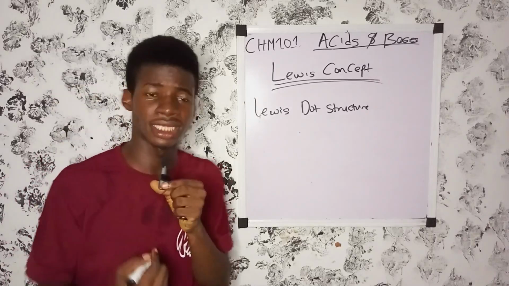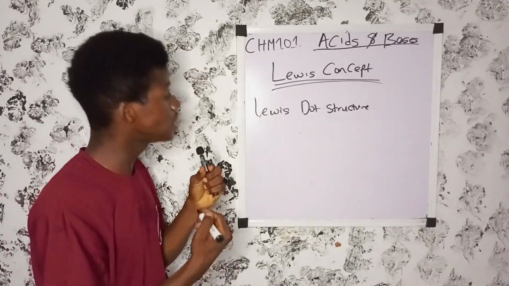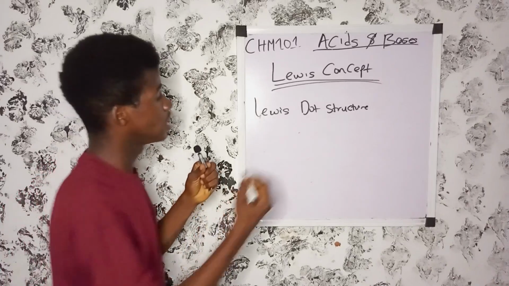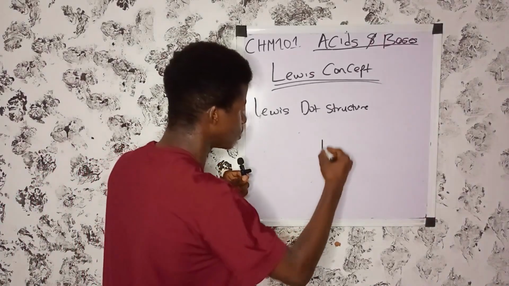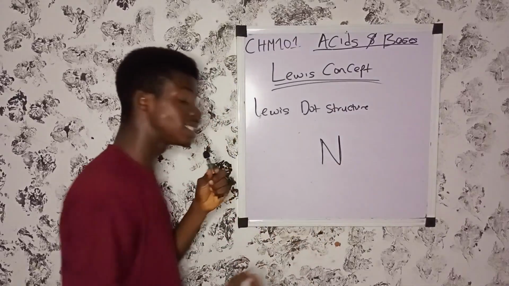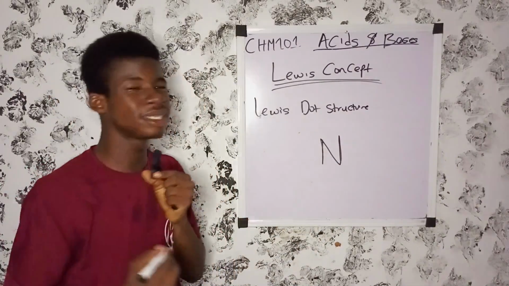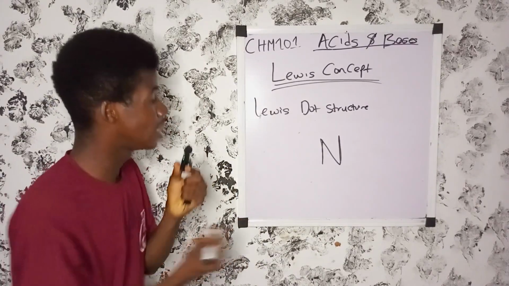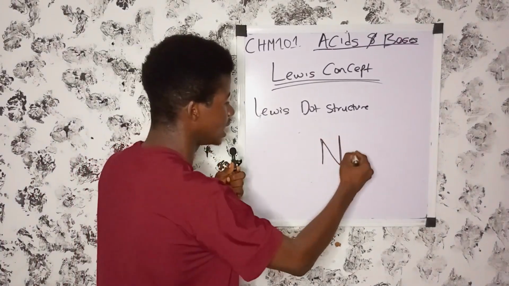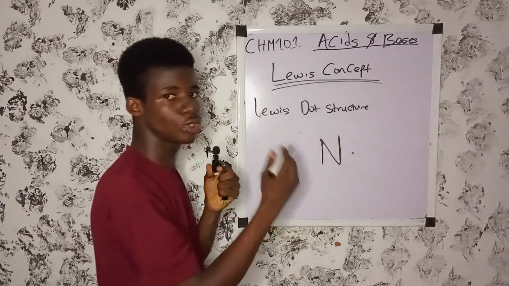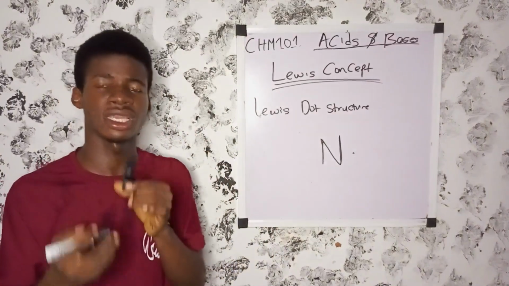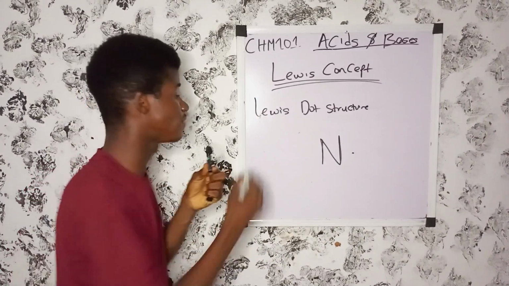Now this law states that an element or an atom is represented by its symbol. An element or an atom is represented by what? It is represented by a symbol. Surrounding the symbol are the valence electrons. I'm using nitrogen as an example. What is the valence electron of nitrogen? The valence electron of nitrogen is 5.